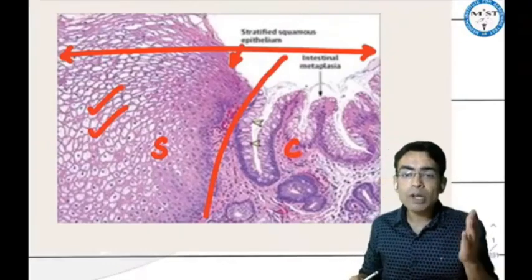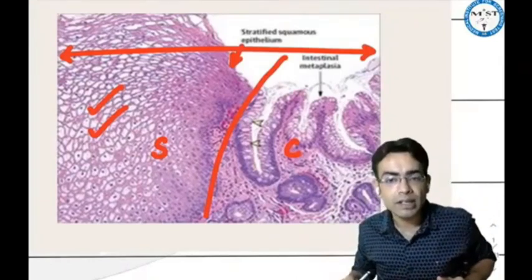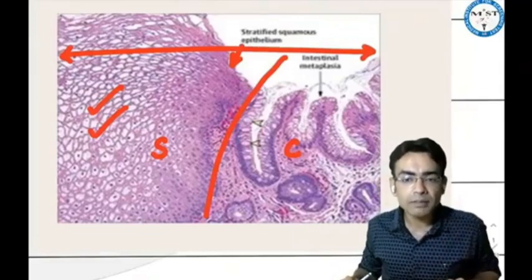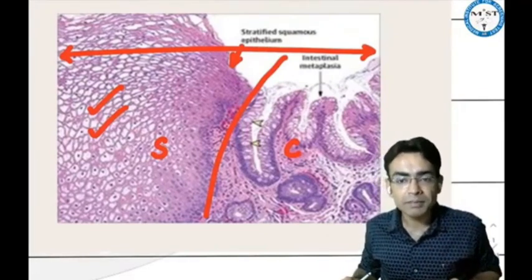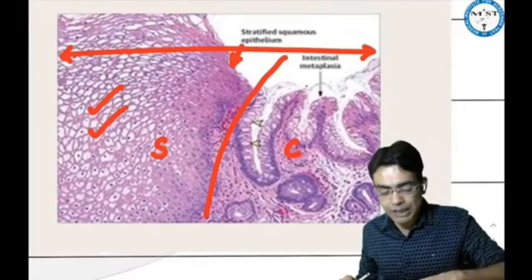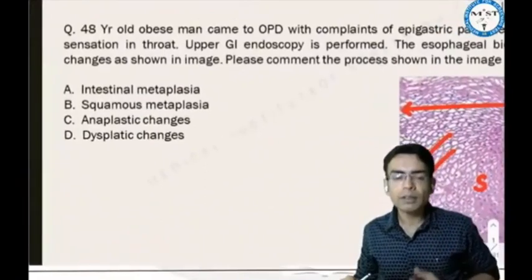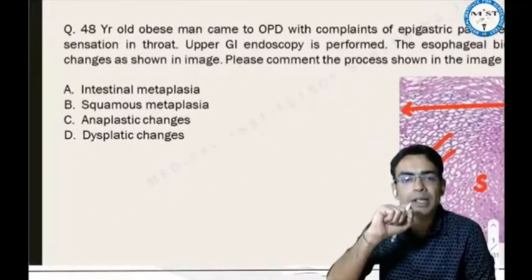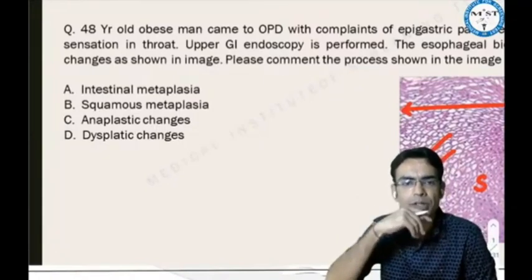Now, when one type of adult cell is converting into another kind of adult cell, you call it a metaplasia. So one thing is for sure, that this thing is a metaplasia. If you see the options, the examiner has said intestinal metaplasia. The first option was intestinal metaplasia. We'll come to this option.